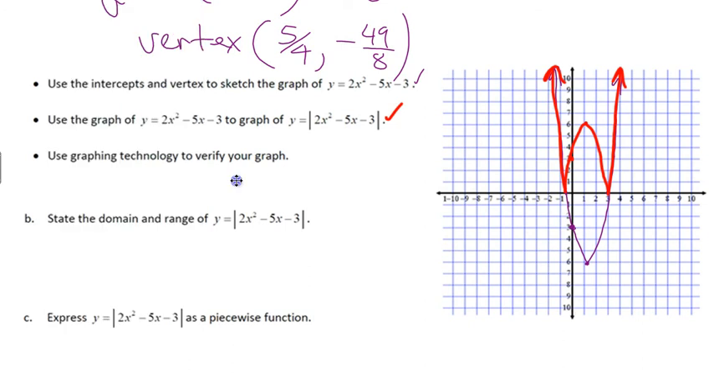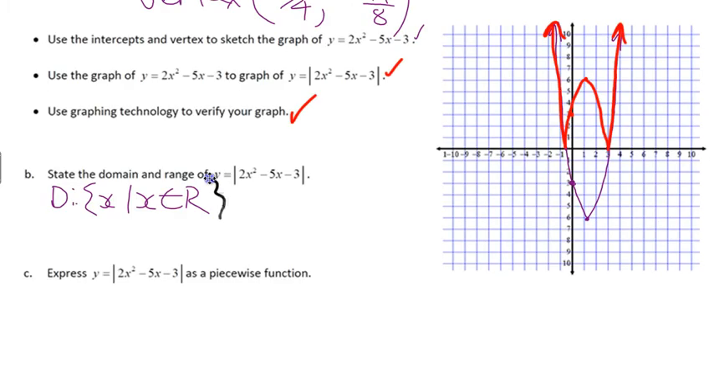Okay, what else are we doing then? Use graphing technology to verify your graph. Check. State the domain and range. What's the domain? The set of all x such that x belongs to the reals. Other teachers are having trouble with theirs as well. X belongs to the reals. What's my range? Greater than 0. Yeah, y is greater than or equal to 0.